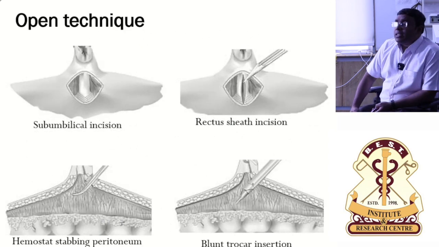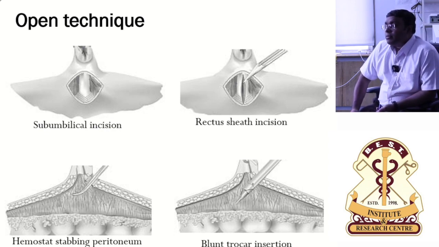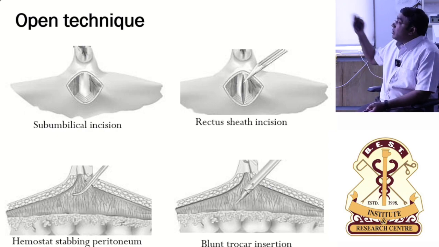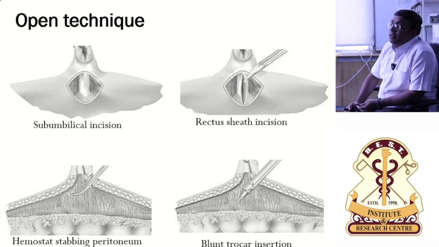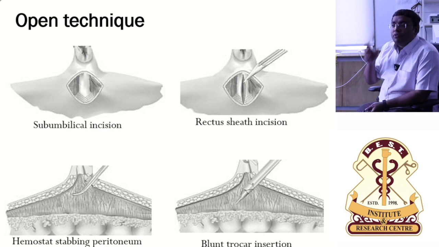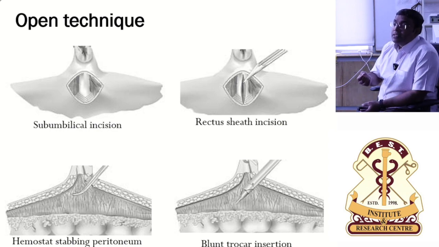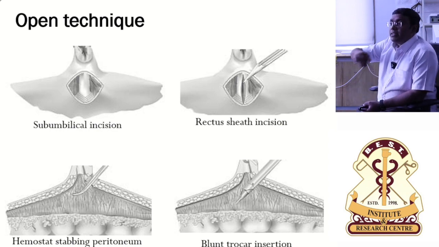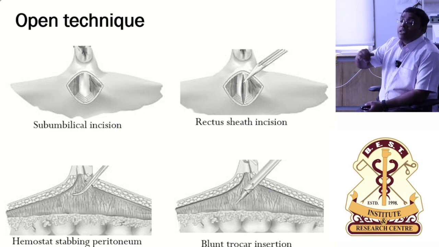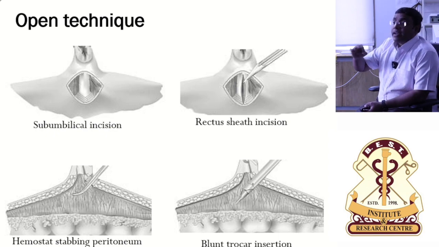Then, what is the technique we have told you till now? It's the closed technique. The closed technique is a blind technique. Some people do this on a routine basis, called the open technique. What is it called? Hassan's technique, or open technique. Here, instead of giving a 1 centimeter incision for a 10 mm port, you give a 2 centimeter incision. Separate the tissues in the subcutaneous plane. The fat is separated till you reach the glistening white rectus sheath.